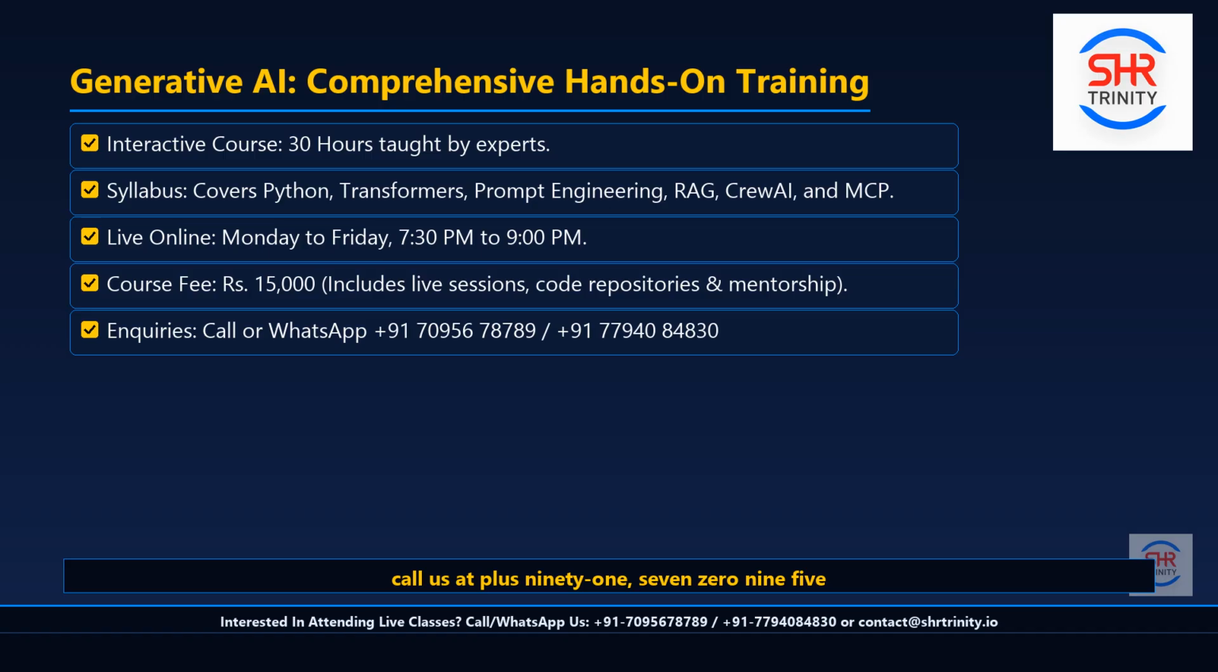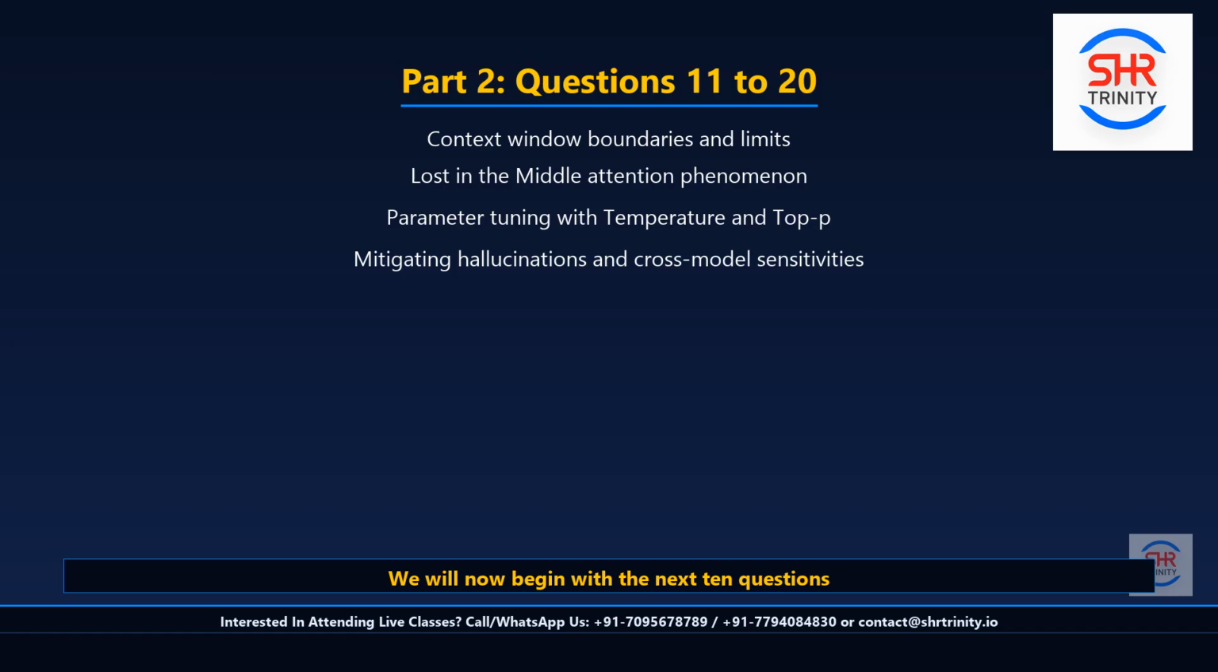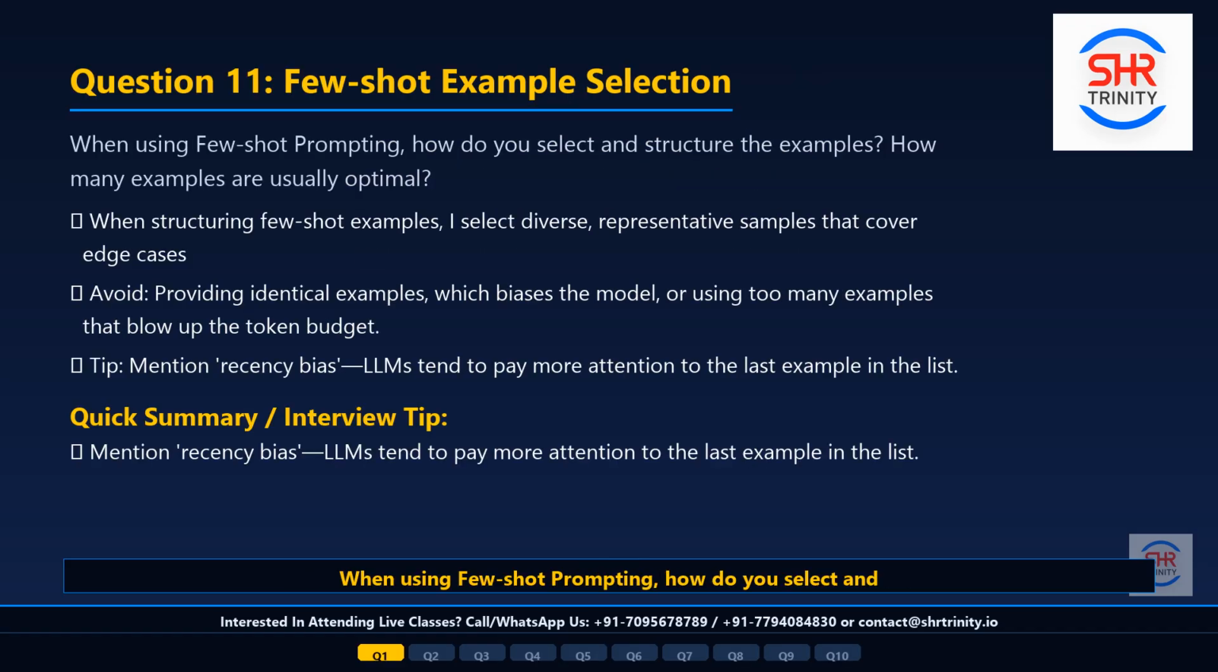We will now begin with the next 10 questions of our prompt engineering interview series, covering questions 11 to 20. Question 11. When using few-shot prompting, how do you select and structure the examples? How many examples are usually optimal?